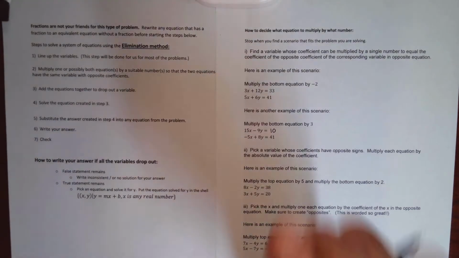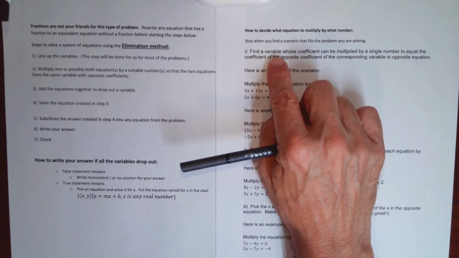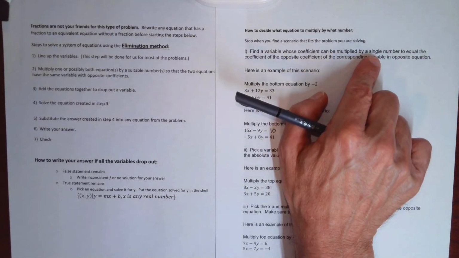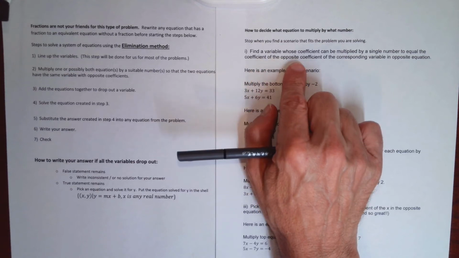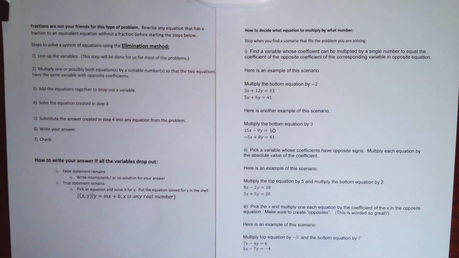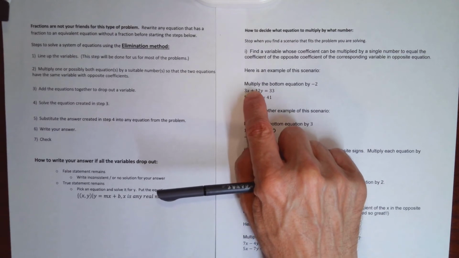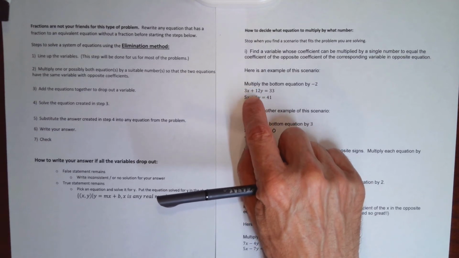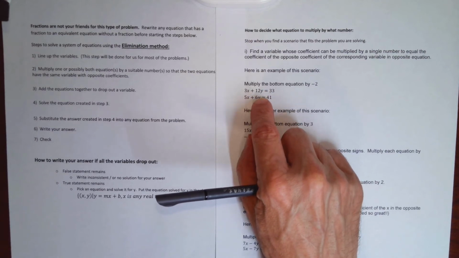So if I'm given a system of equations, how do I decide how to transform the equations? Well, the first thing I do, one step at a time. If in a system of equations I see a variable whose coefficient can be multiplied by a single number to equal the coefficient or the opposite of the coefficient of the corresponding variable in the opposite equation, that's a mouthful. What I do is I look at all the numbers. I ask myself, the 3 in front of the x in that equation, can I multiply it by something that's not a fraction to get the 5 under it? No. The 12 in that equation for the y, can I multiply it by something to get the 6 under it? Not so nice. The reverse.